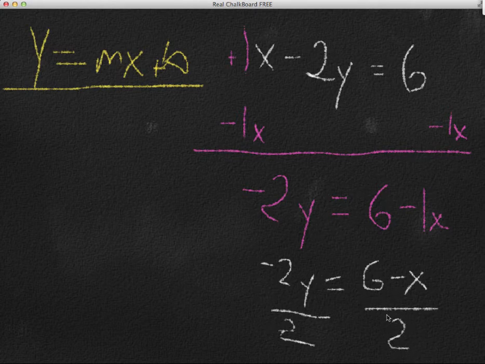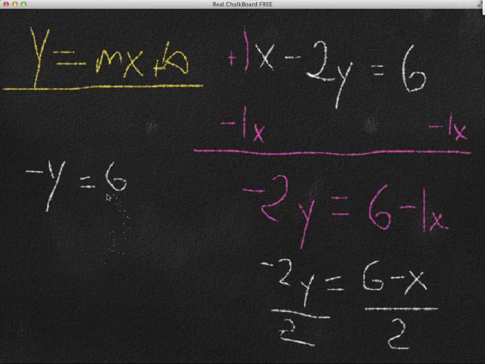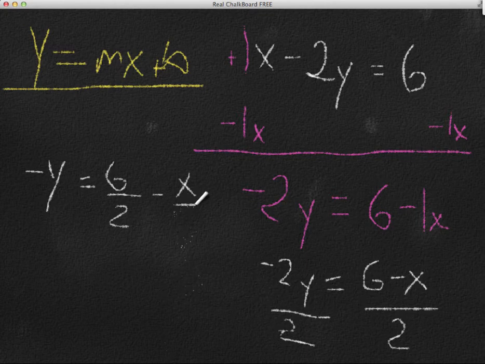Now if you remember your distributive property, this is really 2 under here and 2 under here, right? So that leaves me with what? Negative y equals 6 over 2 minus x over 2, right? And that's still, my imaginary 1 is here. So if I take this outside, switch it around, if I want to turn this into a positive, just what? Multiply it by negative 1.